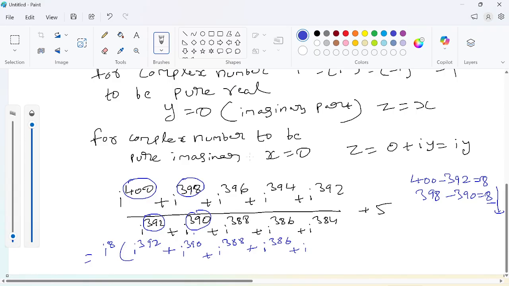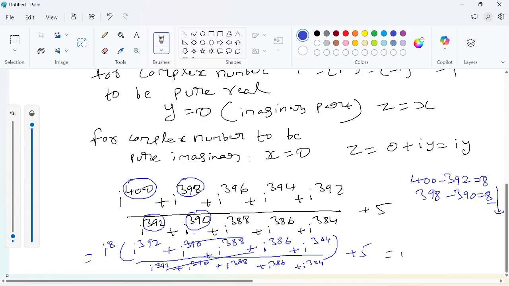Here it will be 386. Here it will be 384, whole divided by, okay, the denominator is like this, right? i power 392 plus i power 390 plus i power 388 plus i power 386 plus i power 384 plus 5. Now numerator and denominator get cancelled. Now you see your life becomes very simple.